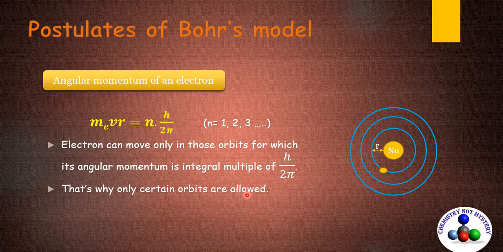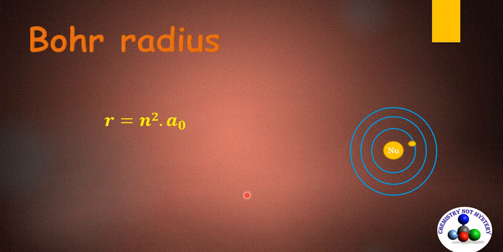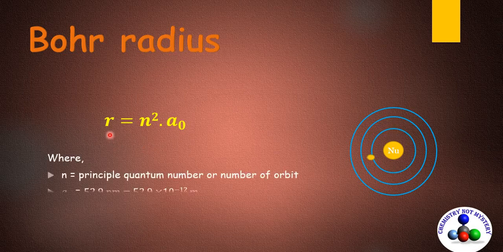Bohr also gave the formula to calculate the radius of an orbit, where r is equal to n square multiplied by a naught, where n is the principal quantum number or the number of orbit, a naught is a constant and its value is 52.9 picometer or 52.9 into 10 raised to minus 12 meter. Here, r is directly proportional to the n square. That means the radius of orbit increases with increase in the principal quantum number.